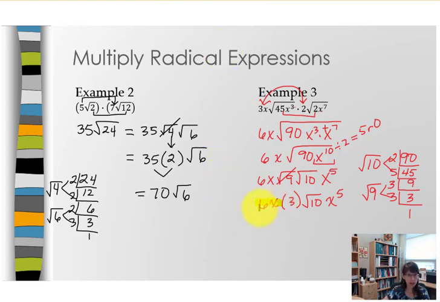Terms that have cleared the radical are written first. So I've highlighted all the terms that have cleared the radical. 6x multiplied by 3 multiplied by x to the 5th. So 6 times 3 would give us 18. X multiplied by x to the 5th. Remember, that's x to the 1 plus 5, which is x to the 6th. The only term remaining under the radical here is the square root of 10. So our final answer is going to be 18x to the 6th multiplied by the square root of 10.